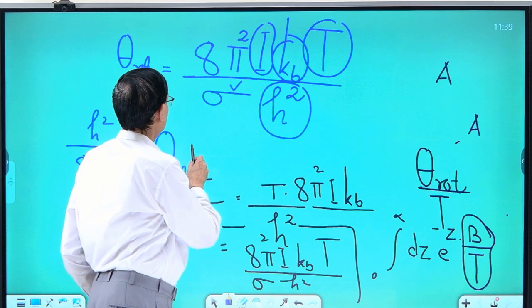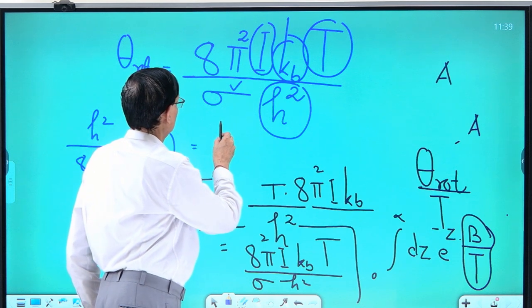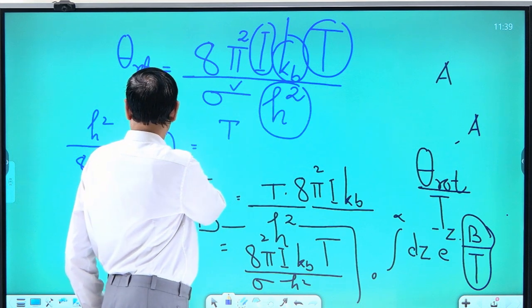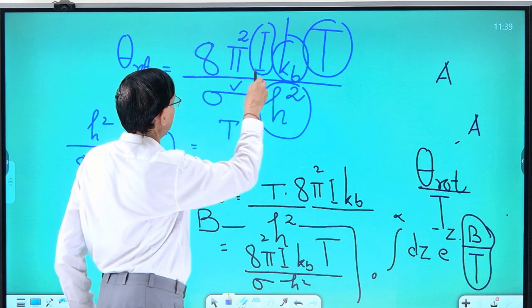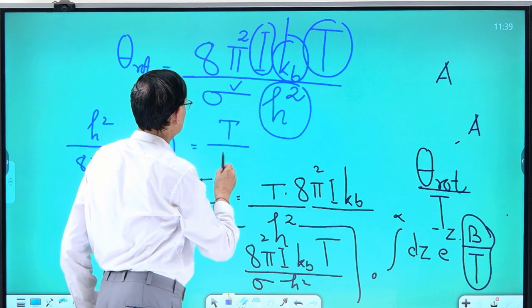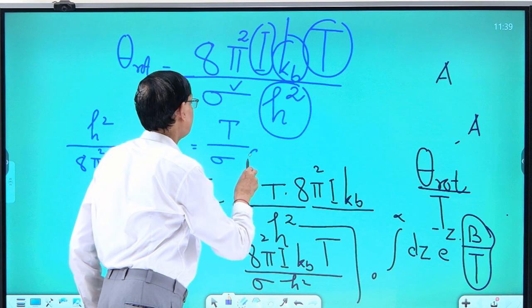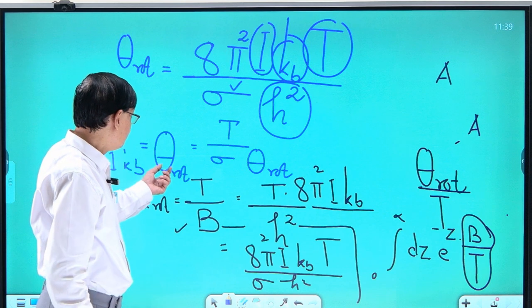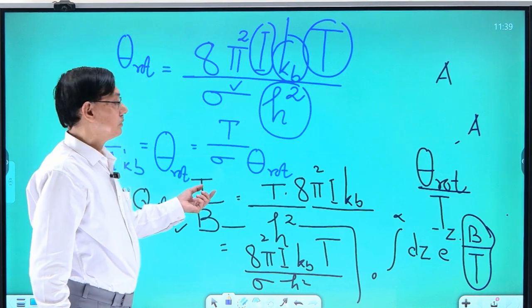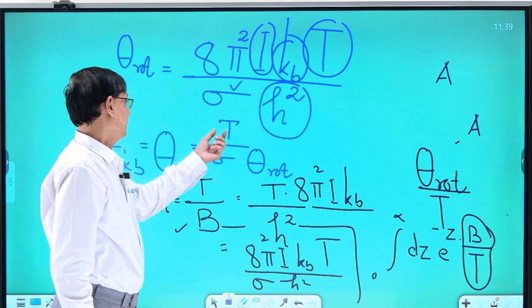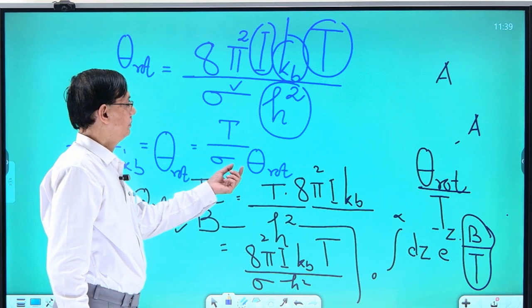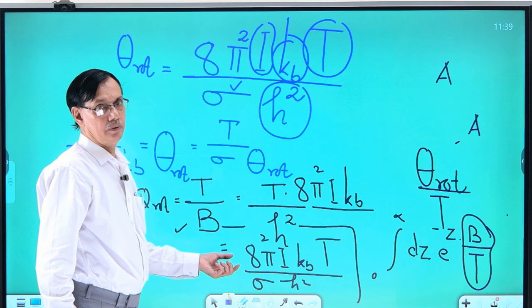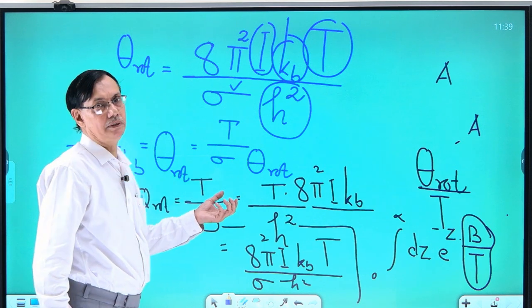So, what can I write? I can write like that, because theta is equal to h square by 8 pi square I kb. So that is also one form of the rotational partition function. That means, if you know the value of the characteristic rotational temperature, you can calculate the rotational partition function.